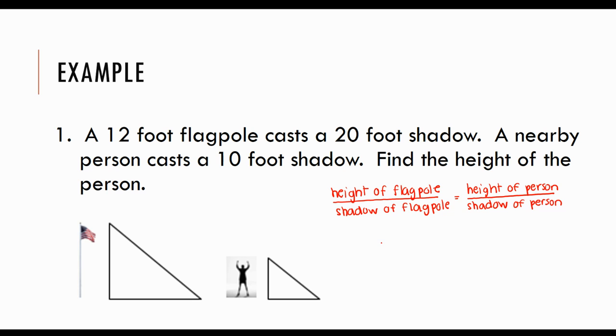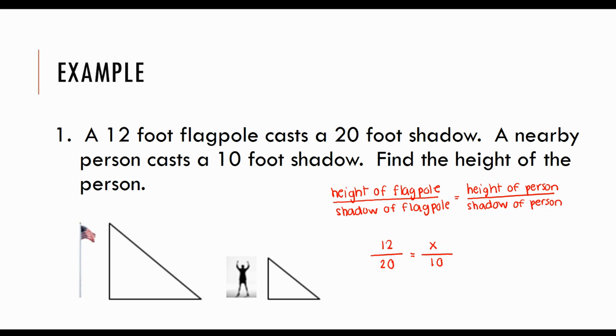So a 12-foot flagpole, that's the height of the flagpole, casts a 20-foot shadow. So that is the length of the shadow of that flagpole. That's going to equal a person who casts a 10-foot shadow. So 10 goes on the bottom. I do not know what the height is. That's what I'm going to find, so I'm going to call that X.